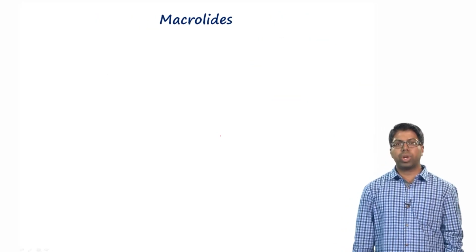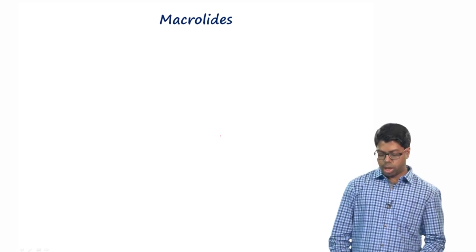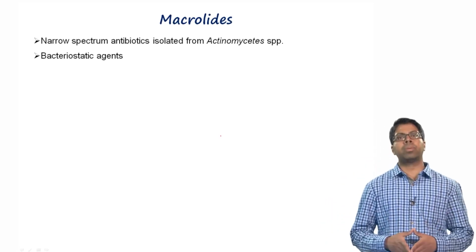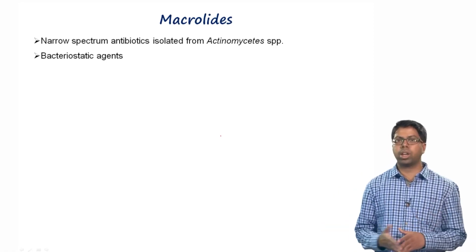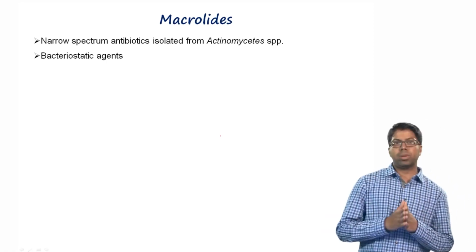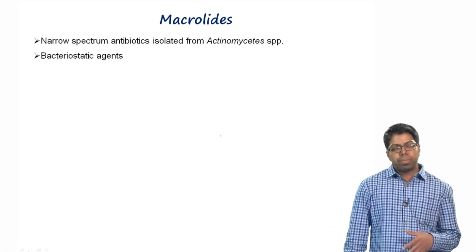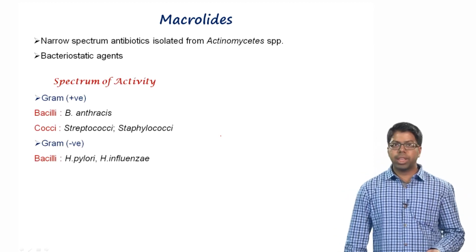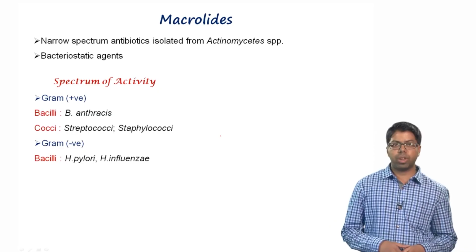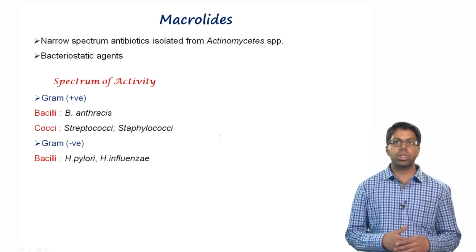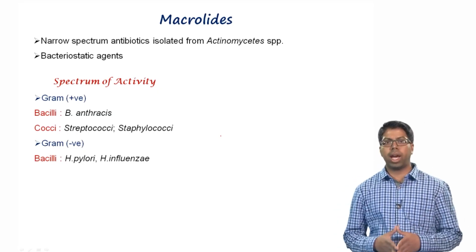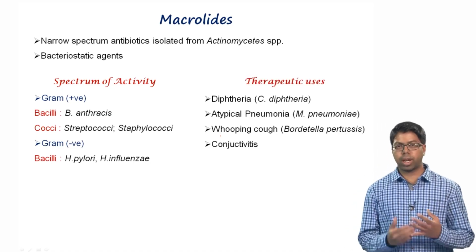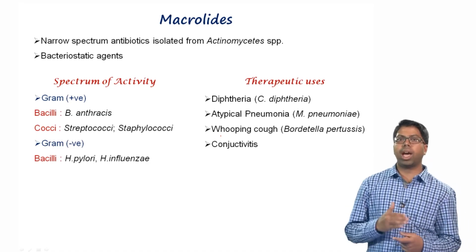And the next class of protein synthesis inhibitor is macrolides. Macrolides are among the widely prescribed forms of antibiotic. These are narrow spectrum antibiotics and are usually isolated from actinomycetes species. They exhibit bacteriostatic effect. They are predominantly used to treat infections that are caused by gram-positive bacteria, and they are active against a limited range of gram-negative bacteria such as Streptococcus, Staphylococcus, Helicobacter pylori and Haemophilus influenzae. Macrolides are mostly prescribed for respiratory tract infections such as atypical pneumonia and whooping cough.